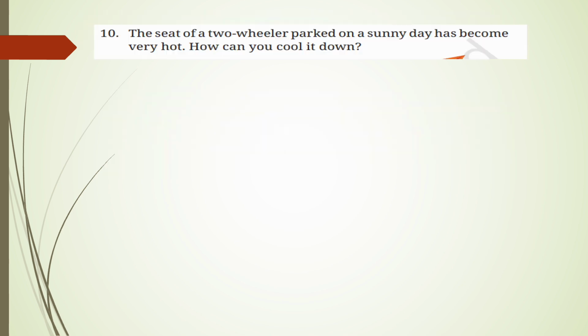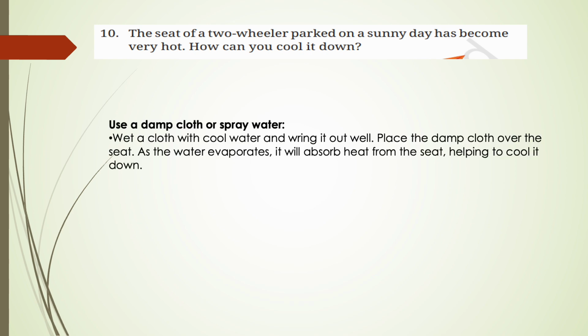The seat of a two-wheeler parked on a sunny day has become very hot. How can you cool it down? Use a damp cloth or spray water. Wet a cloth with cool water and wring it out well. Place the damp cloth over the seat. As the water evaporates, it will absorb heat from the seat, helping to cool it down.